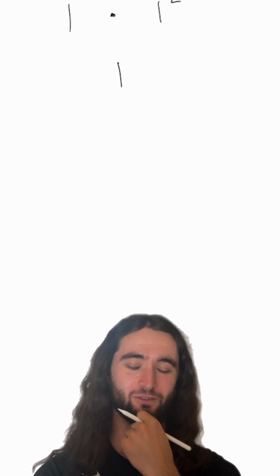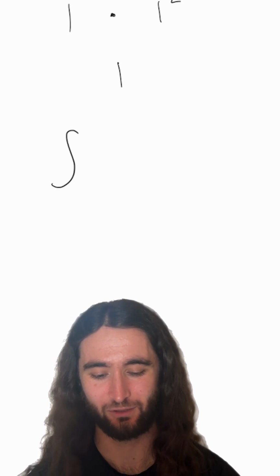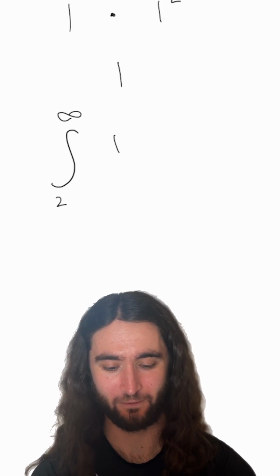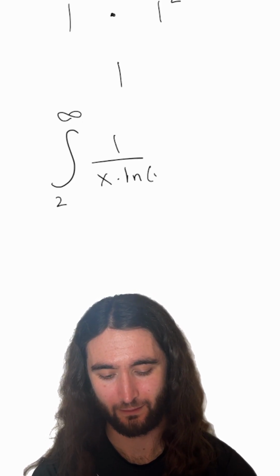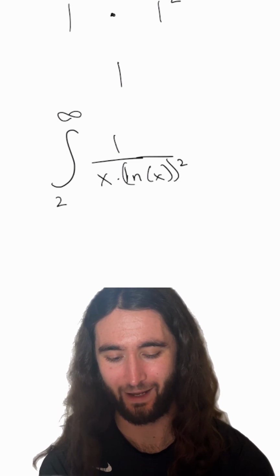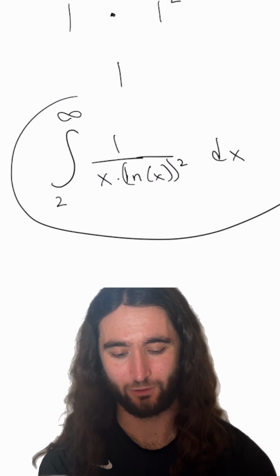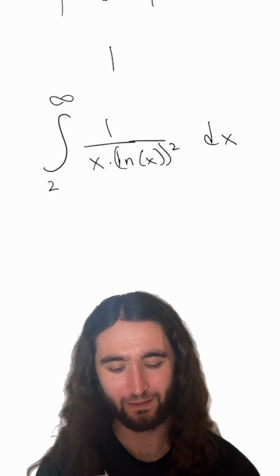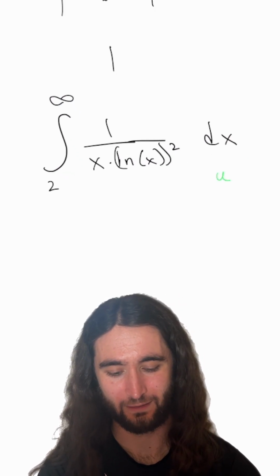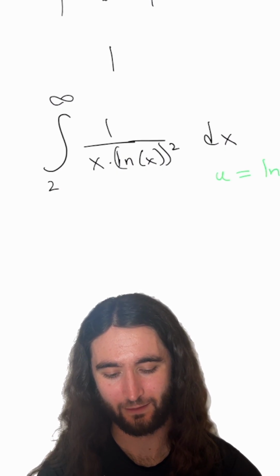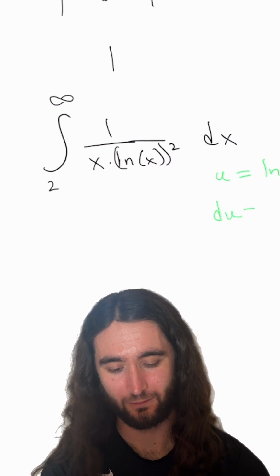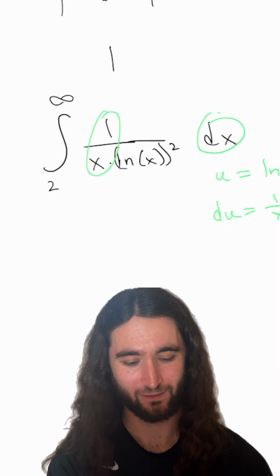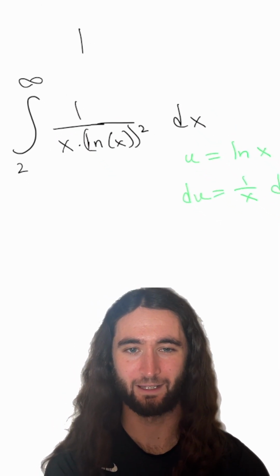So perhaps instead we could do the integral test. The integral test says we can just replace this with the integral over the same bounds of the same function, but of a continuous variable, so x instead of n. And we're just taking the integral of that like that. And I think this is going to work. We need a certain substitution to make this happen. We can let u equal the natural log of x, because then du is 1 over x dx. And I've got my 1 over x dx right here. So we should be good to go on making that work.